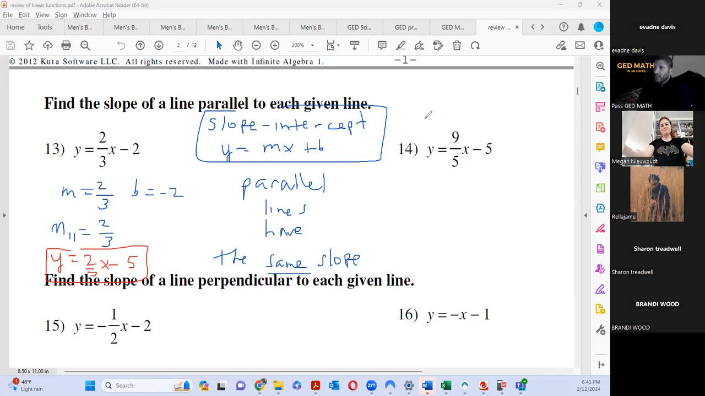Okay, so let's look at this one. y equals mx plus b. What is the slope of this line?